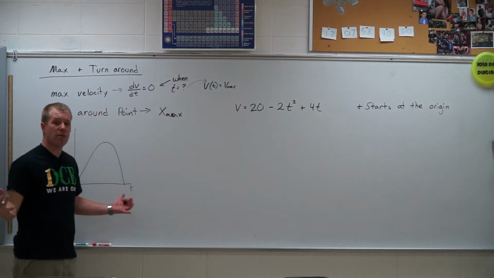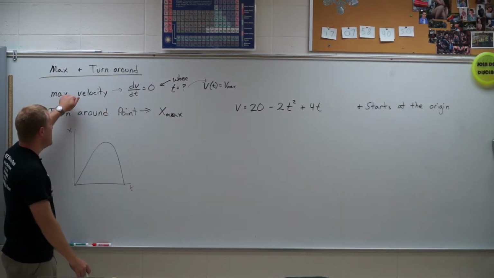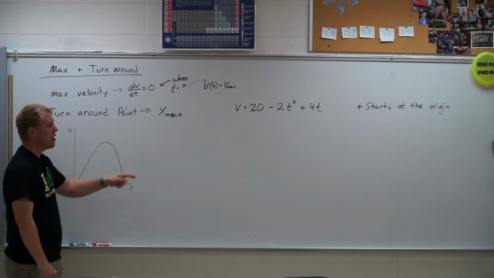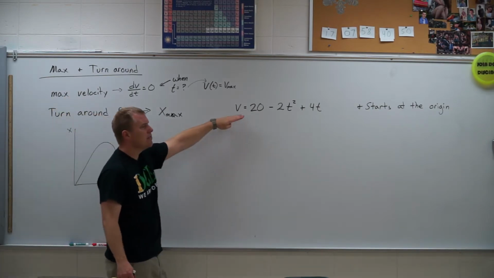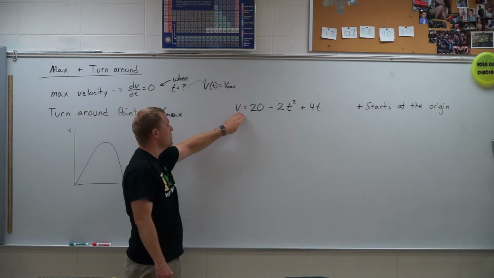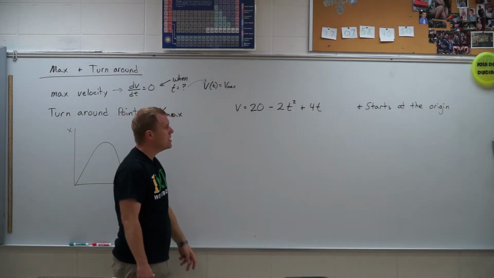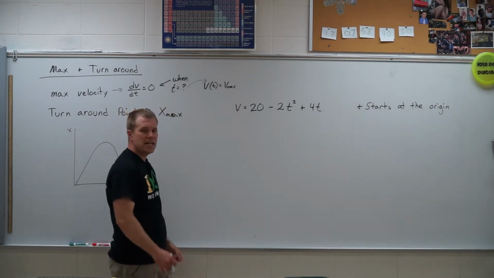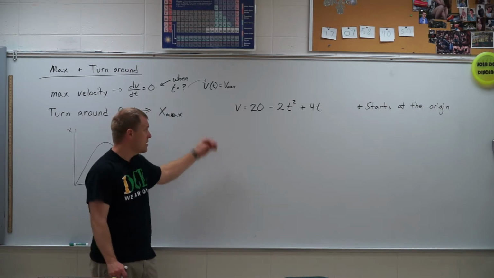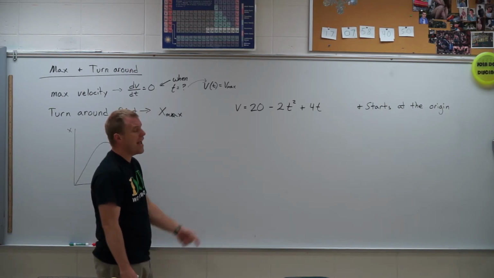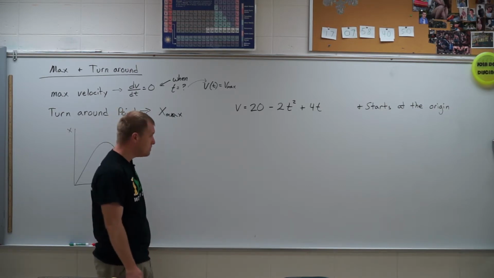All right, so let's try one of these. Let's see if we can find the max velocity and the turnaround point for this velocity function they gave me. They said that the velocity is equal to 20 minus 2t squared plus 4t, and time is in seconds, and velocity will be in meters per second, and it starts at the origin.